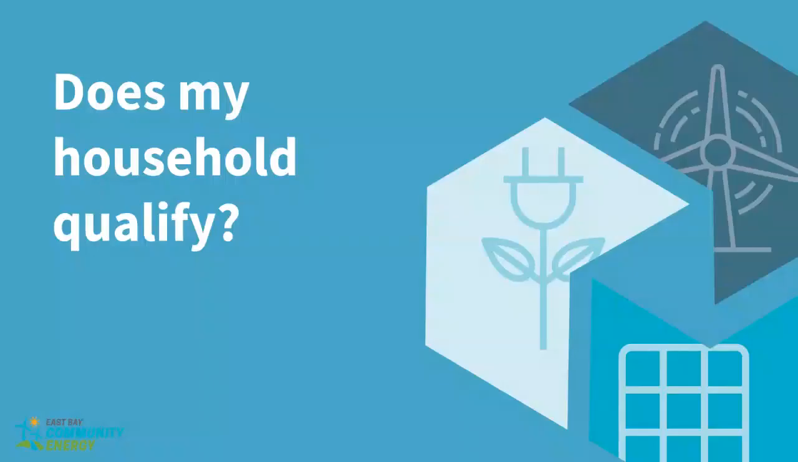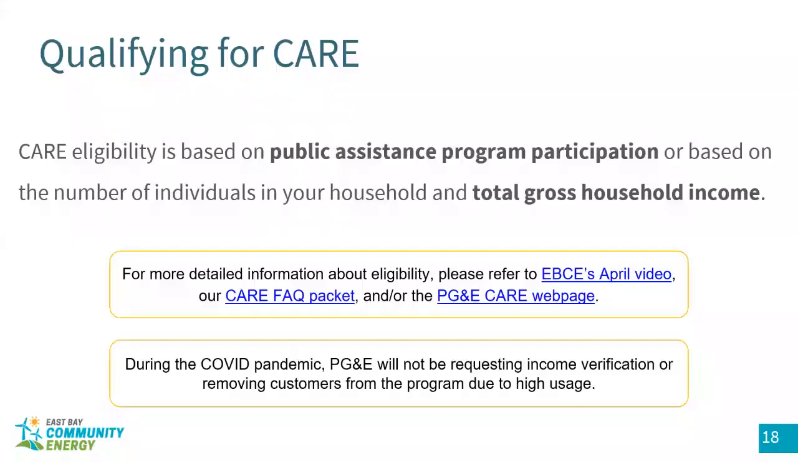Great, thank you. Well, as the examples show, the CARE program can deliver pretty significant savings to households. So how do you find out if your household qualifies? CARE eligibility is based on public assistance program participation or based on the number of individuals in your household and the total gross household income. Please do note that during the COVID pandemic, PG&E will not be requesting income verification or removing customers from the program due to high usage until March 2021 at the earliest.